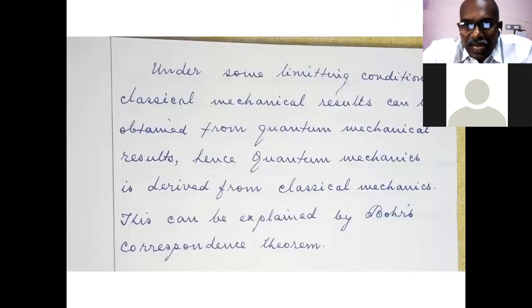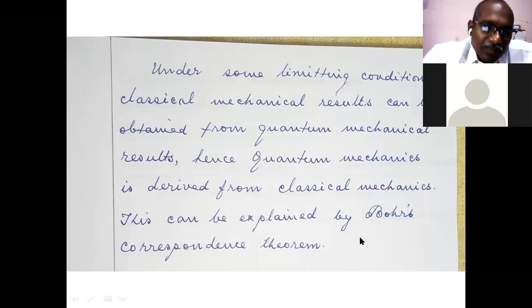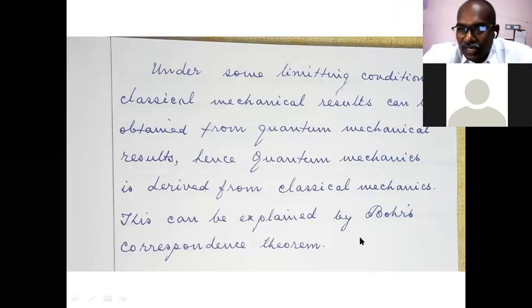So under some limiting conditions, classical mechanical results can be obtained from quantum mechanical results. Hence, quantum mechanics is connected to classical mechanics. This can be explained by Bohr's correspondence theorem. Bohr's correspondence theorem is taught in detail in PG classes.